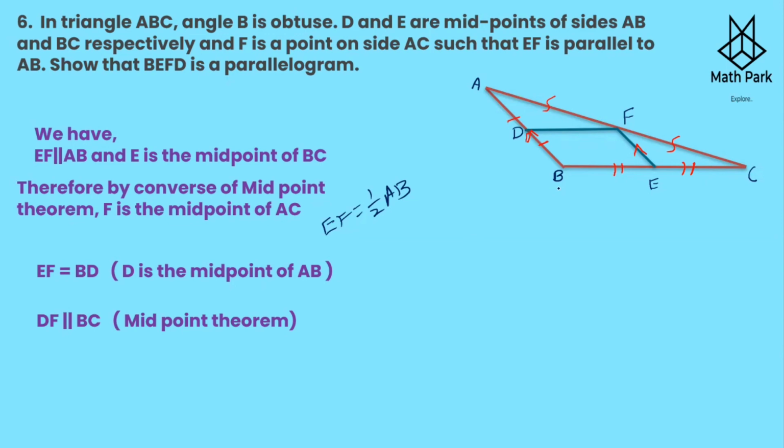Now, DF is parallel to BC by the midpoint theorem because D is the midpoint of AB and F is the midpoint of AC. Therefore, DF is parallel to BC. And since DF is parallel to BC, DF is also equal to half of BC. So this is how you get DF is equal to BE.